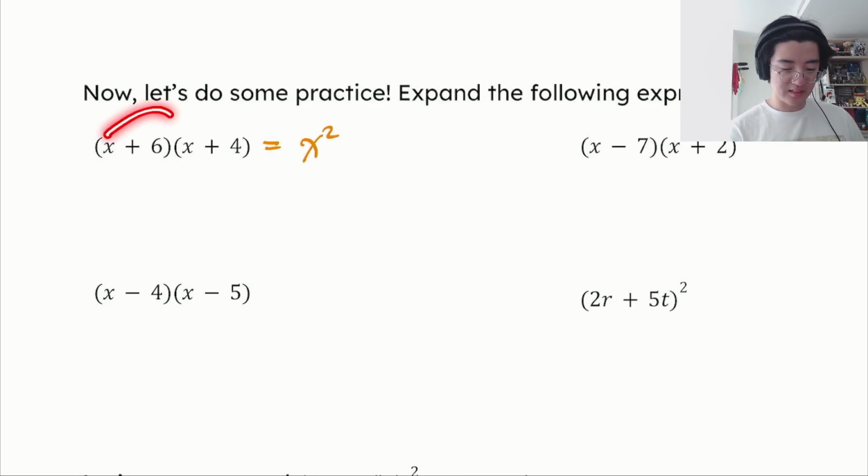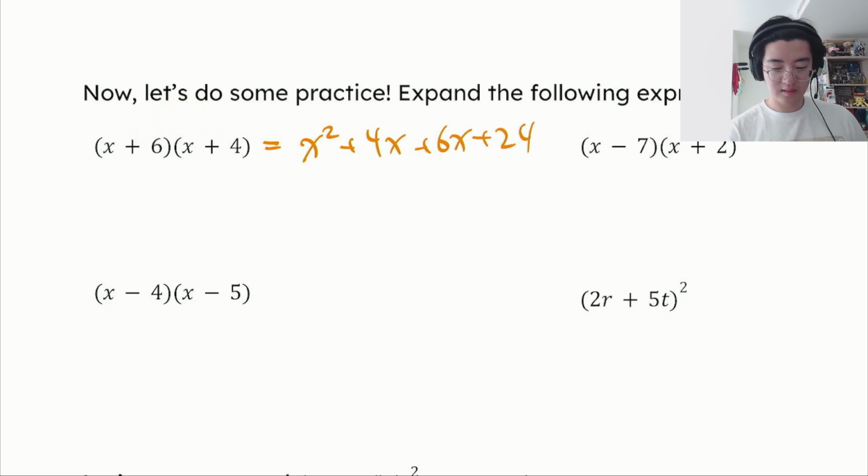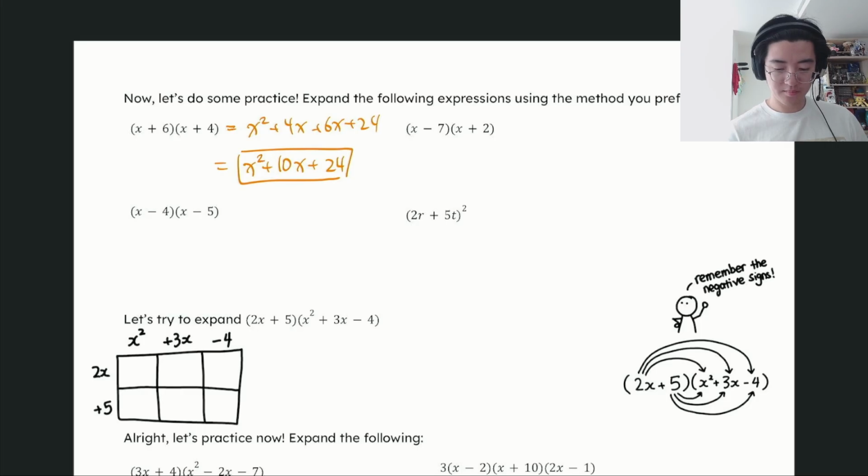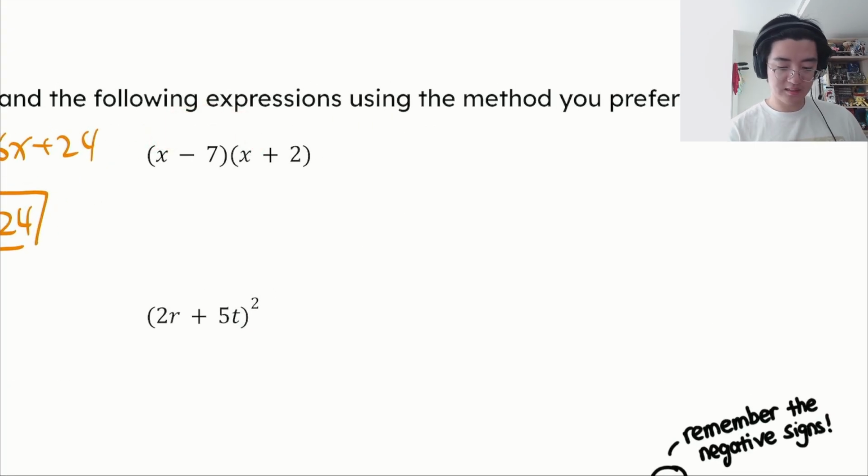So we've got x times x is x squared, 4x, 6x, 24. Combined. Then x squared, 2x, minus 7x, minus 14. Combine.